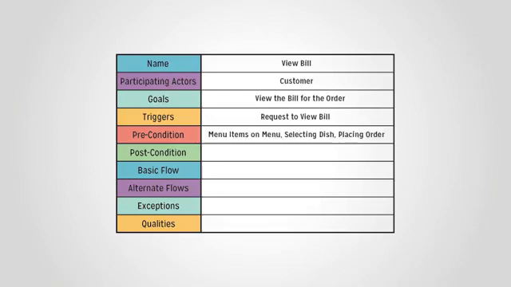Preconditions for this action to occur would include having the menu items on the menu, the user selecting a dish, and the user placing an order. A post-condition for this action would be that the customer can view the bill and pay the bill.